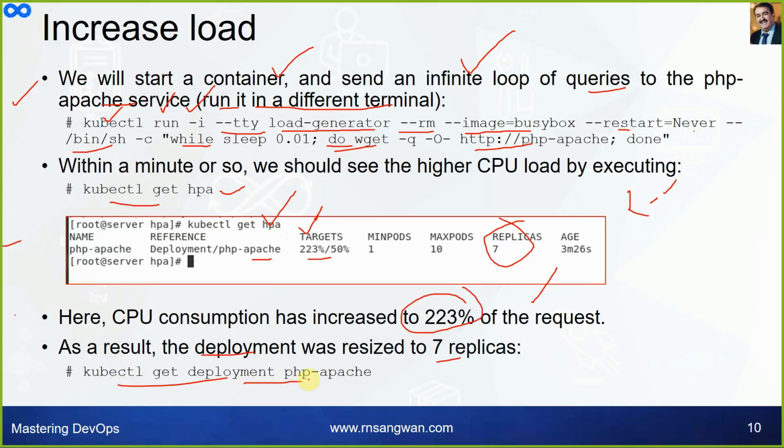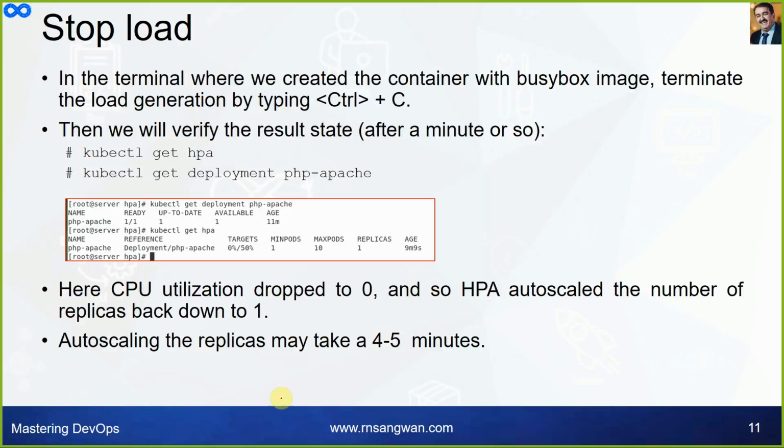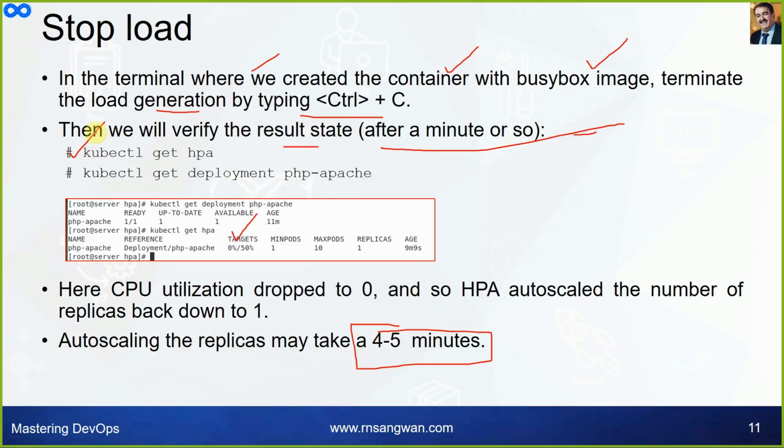Get deployment, and you will see that. After that you can stop the load. In the terminal where you created that container with the busybox image, terminate the load generator by pressing Ctrl+C. Then you will verify the result after a minute or so, maybe 2-3 minutes. Please allow that. In my case, I had to wait for 4-5 minutes before I was able to get the load back to 0. So get hpa, get deployments php-apache, and your replicas will be decreased back to 1. Here CPU utilization dropped to 0, so the HPA scaled the number of replicas back down to 1.